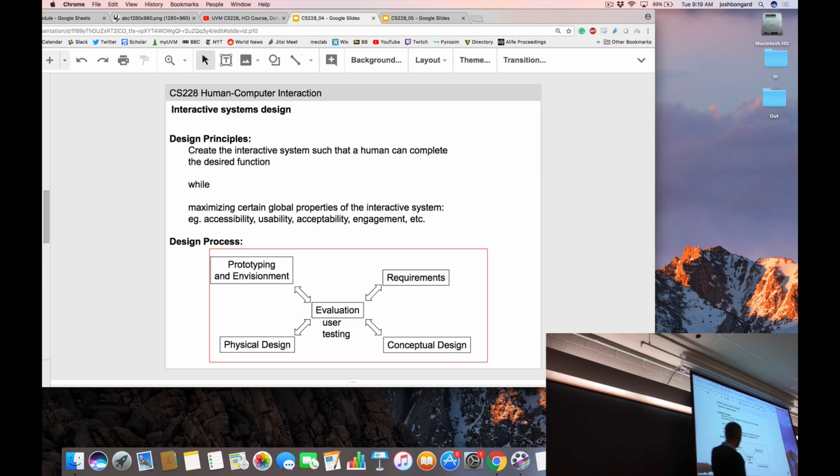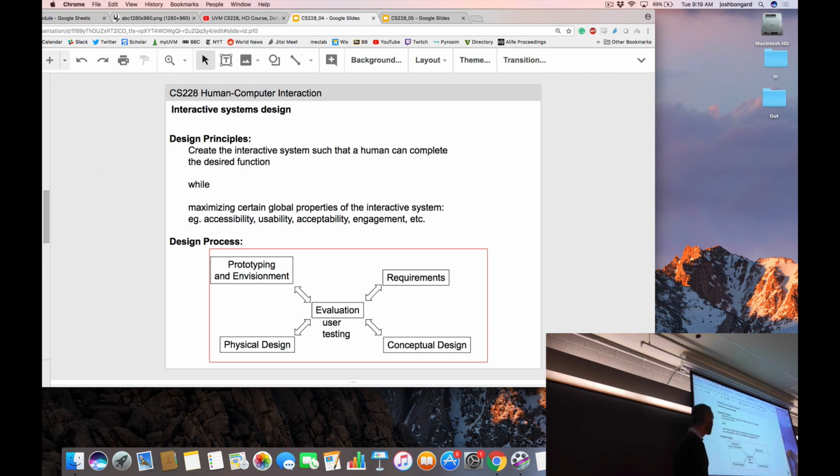Okay, so how does this work? Well, we talk to our users, we might start to get a little bit of requirements from them. We start to write down the requirements. There's a lot of vagueness in the requirements. Go back to the user and ask them to clarify. They say, listen, I can't tell you, I can only show you. So make a prototype or start to do some envisioning.